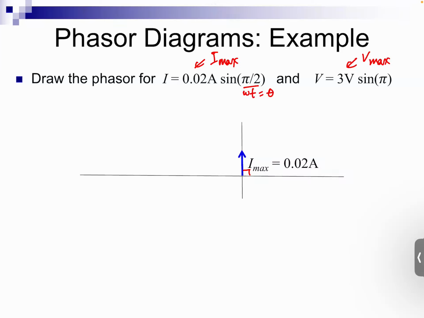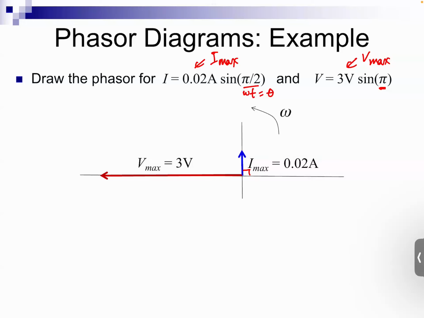And then your voltage has a length of 3 volts. So the voltage phasor is longer than the current phasor, because the maximum voltage has a greater magnitude compared to the maximum current. And then the angle is pi. Omega t is pi, or 180 degrees relative to the 0 degree reference. And hence you draw your voltage like this. Good. So this is a phasor diagram for this current and voltage equations.